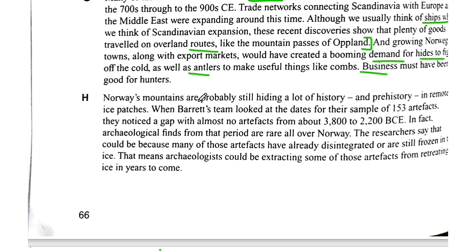Norway's mountains are probably still hiding a lot of history and prehistory in remote ice patches. Barrett's team looked at the dates for their samples of 153 artifacts. They noted a gap with almost no artifacts from about 3800 to 2200 BCE. In fact, archaeological finds from that period are rare all over Norway. The researchers say that could happen because many of those artifacts have already disintegrated or are still frozen in the ice. That means archaeologists could be extracting some of those artifacts from retreating ice in years to come.